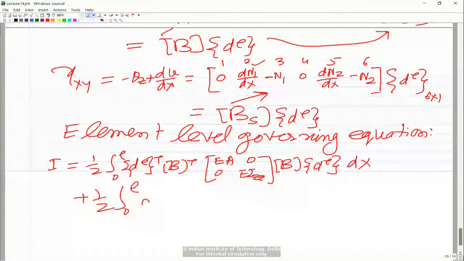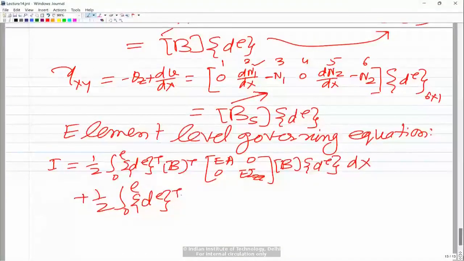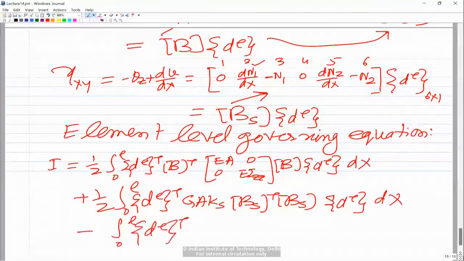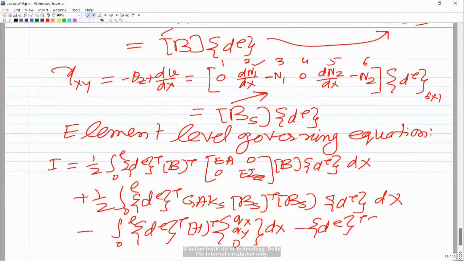The second term we have is dE transpose, and then we have, you can write this GAKS anywhere, BS transpose into BS into dE dx. Then minus, you have integral 0 to L of dE transpose into H transpose into Qx, Qy and 0 dx, and of course minus dE transpose into F internal.